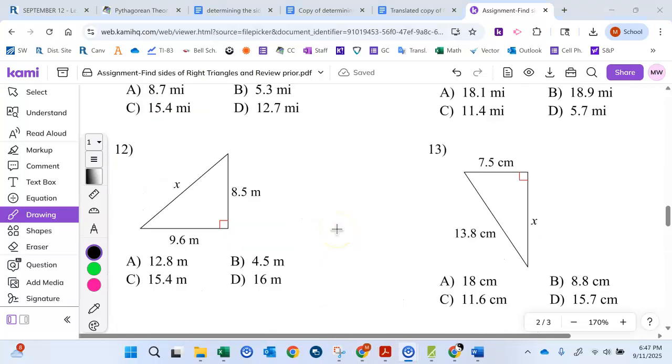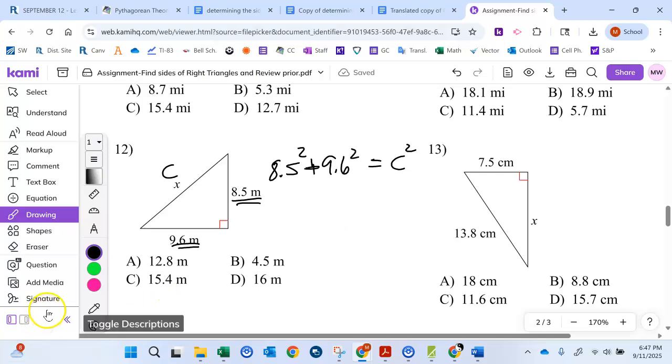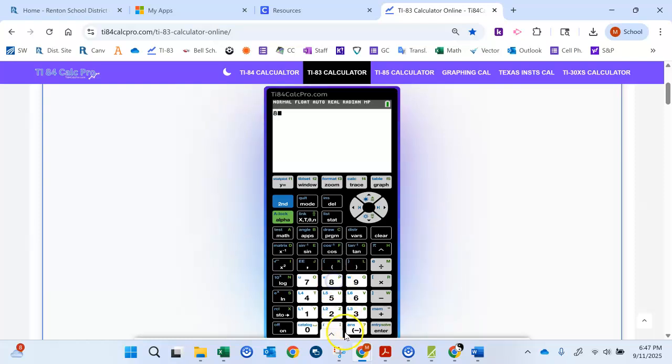Okay, so sometimes you get some numbers that have decimals. That's okay. It's still the same process. So this one would be 8.5. So the c is this one. We're solving for the c. So we're going to try to find c squared. 8.5 squared plus 9.6 squared. No problem. Okay, so I go 8.5 squared plus 9.6 squared, enter. So I get 164.41.